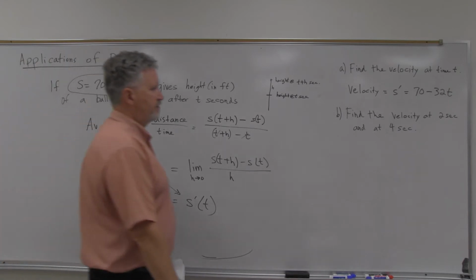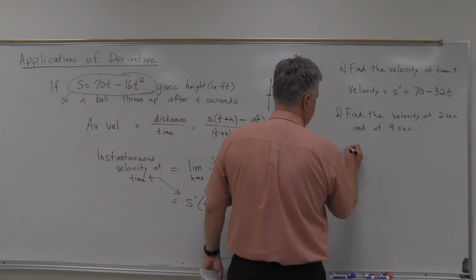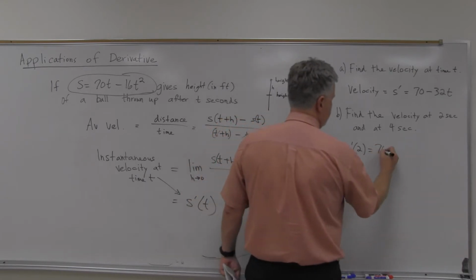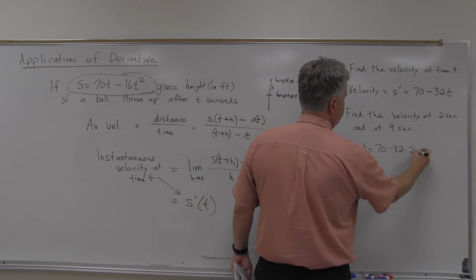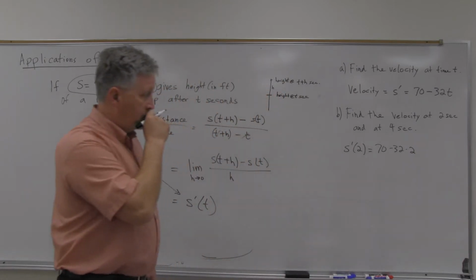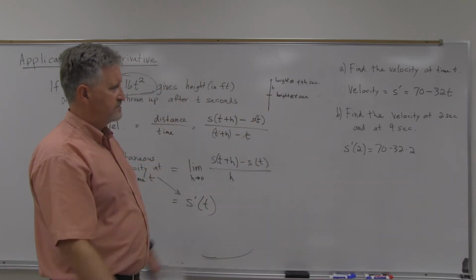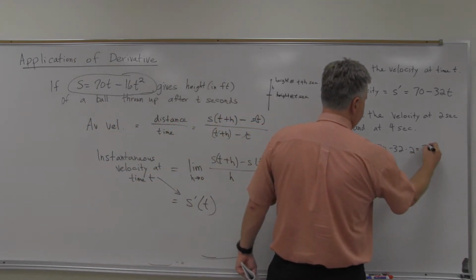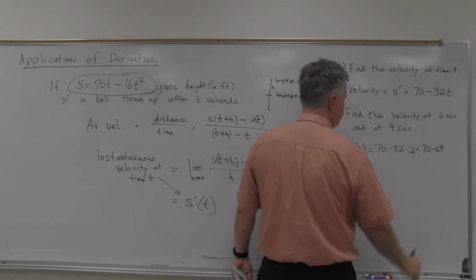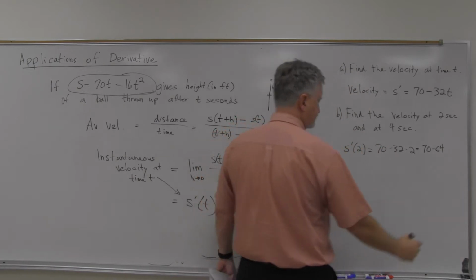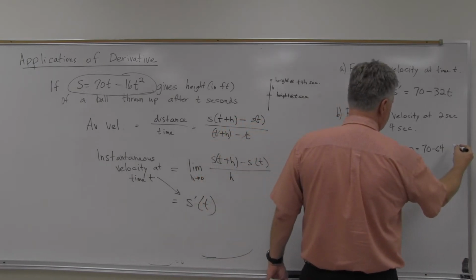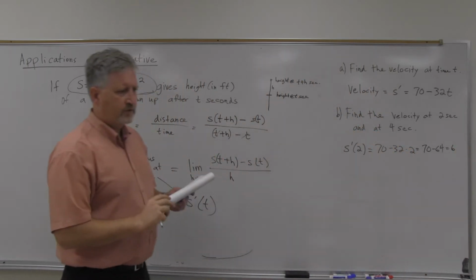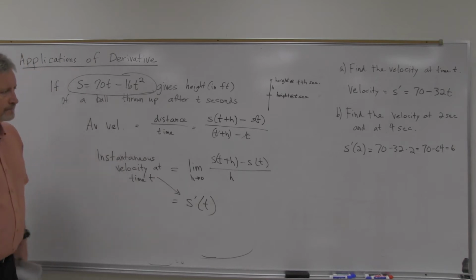Well, the velocity at 2 seconds would be the derivative evaluated at 2. And so we just take 70 minus 32 times 2, the derivative at 2. Whatever height it is, doesn't matter. That's going to give me my velocity. 70 minus 64, and that's 6.